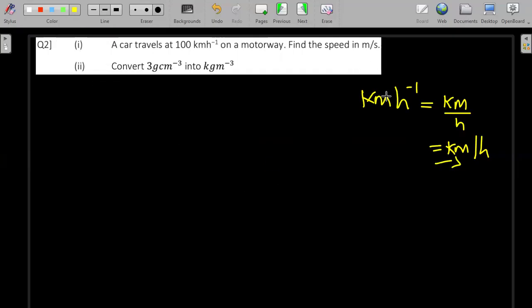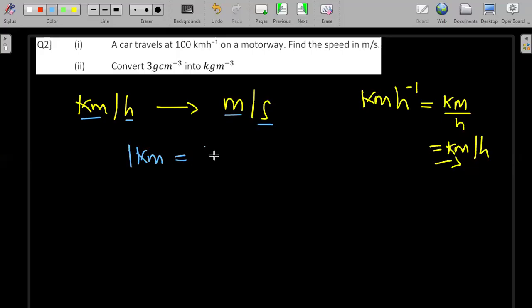So they're saying a car travels at 100 kilometers per hour on a motorway. Find the speed in meters per second. So simply meaning that we are converting from kilometers per hour to meters per second. From the kilometers here, we want to change to meters, and from the hour, we want to change to seconds. So we need to have conversion factors there. So we know that 1 kilometer is the same as 1000 meters, and then we also know that 1 hour is the same as 3,600 seconds. So we're going to use these conversion factors to convert.